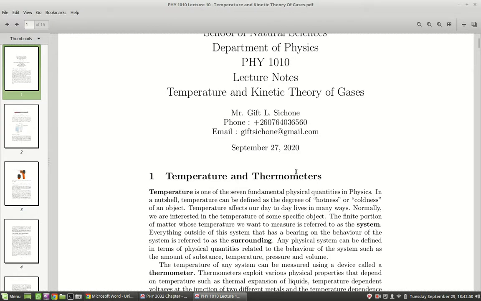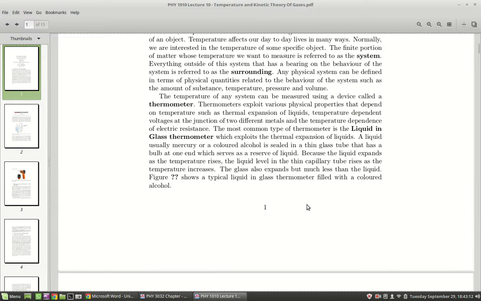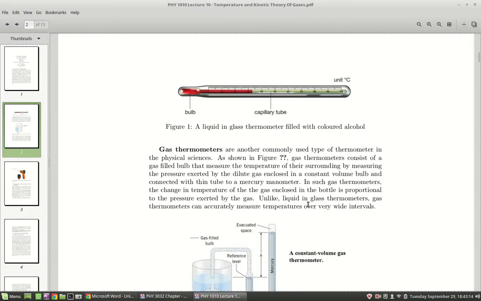In this lecture, we are going to discuss temperature and how we describe temperature according to the kinetic theory of gases. So we're going to do a couple of things. We will look at temperature, what it is, and also how we measure temperature using thermometers. That is going to include the types of thermometers we use and actually how those work.